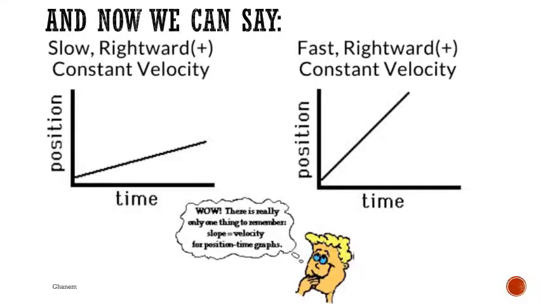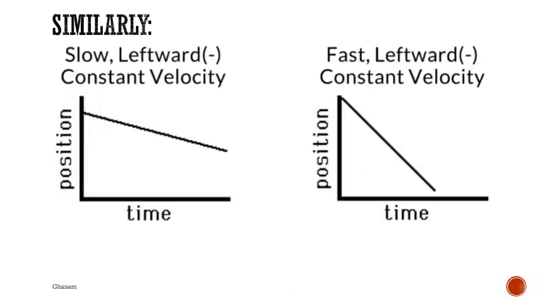To test our knowledge, what is the difference between these two graphs? Well, in this graph, since the slope is steeper, then the car is moving faster than graph number 1, and both of them are moving along the positive direction.